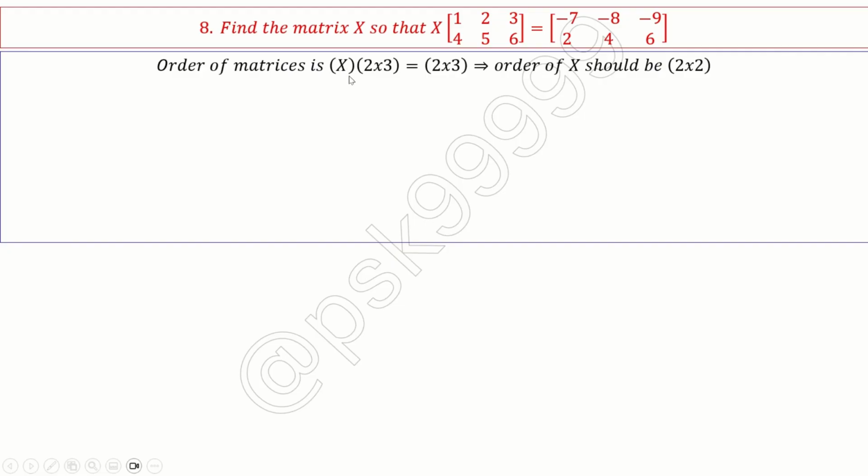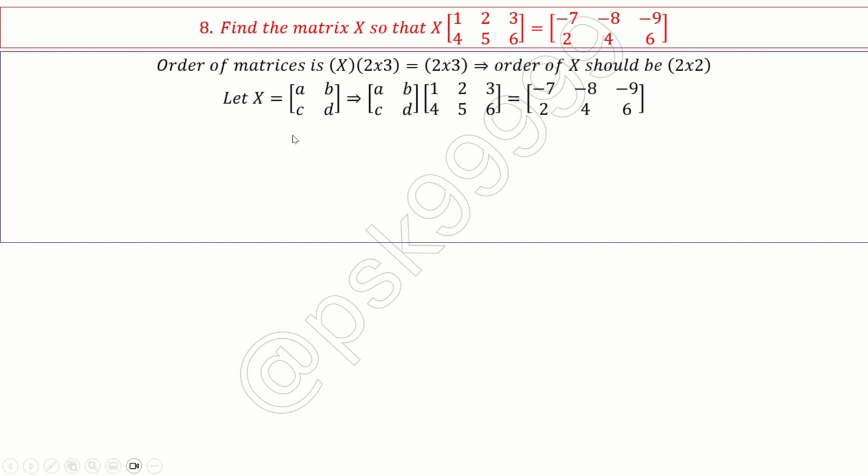Because if the columns are not 2, then I cannot multiply, and in the result I'm getting two rows, so these rows should be 2. So it is a 2 by 2 matrix. Once you know this, you don't actually need the matrix inverse method. Since it is a 2 by 2 matrix, it is simple.